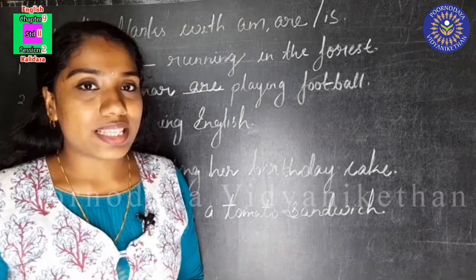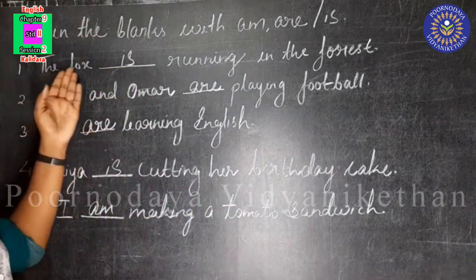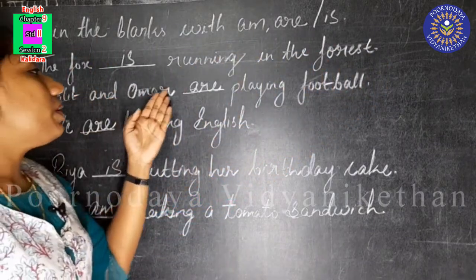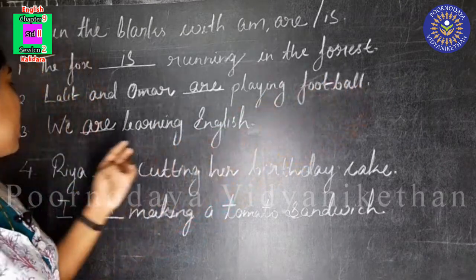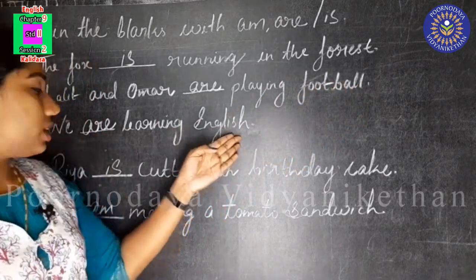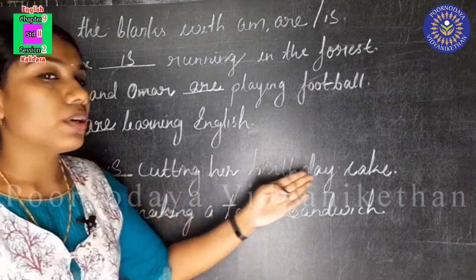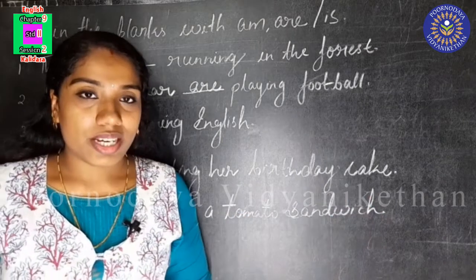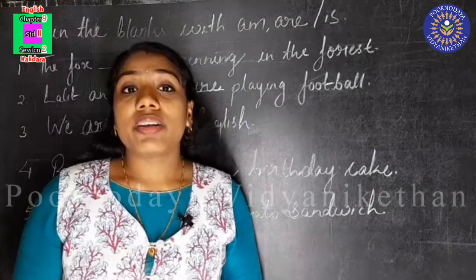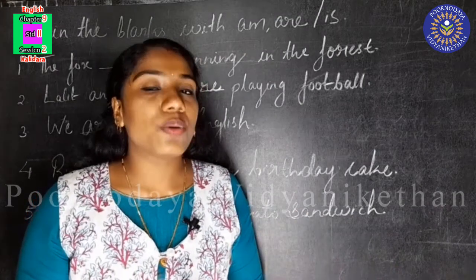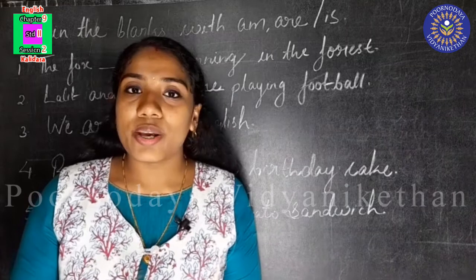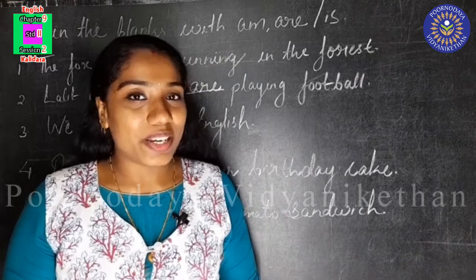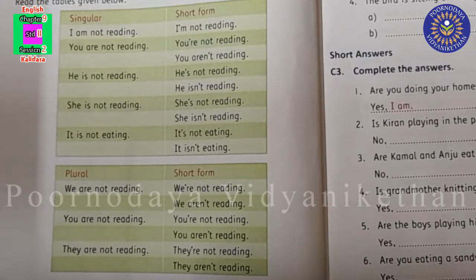Now we'll read all these sentences once again. The fox is running in the forest. Lalit and Omar are playing football. We are learning English. Ria is cutting her birthday cake. I am making a tomato sandwich. So children, we learned with all the singular forms we'll use is, with I we'll use am, and with all the plural forms we'll use are. Did you understand, children?